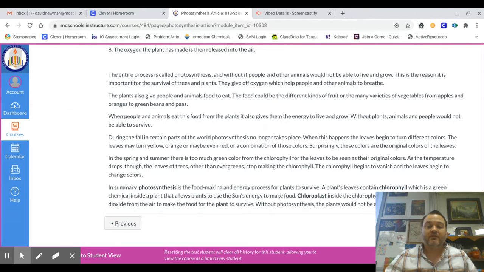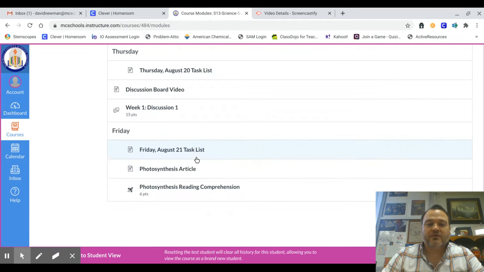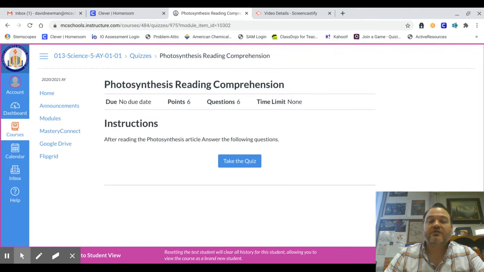That way, you read this, you put down your notes, you put down your vocab words, and when we go to the next part, which this time I'm going to go through modules just to show you that way again. We go back to modules. We scroll all the way down to Friday. We just looked at this article. Now I know I need to do this next. Or on that screen, you could have hit the next button, right?